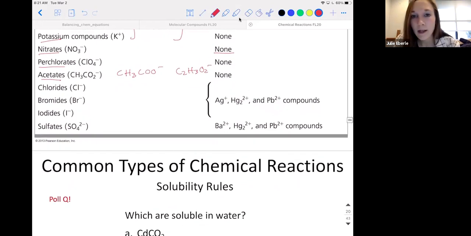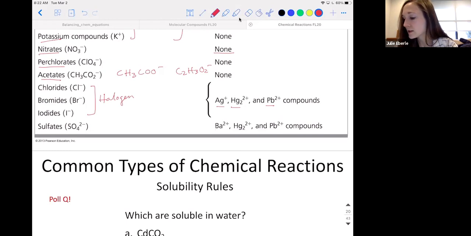Now, the way this gets complicated is down here with some exceptions, okay? These compounds, your halogens, by the way, except for fluorine, so just chlorine, bromine, and iodine. If these anions are in a compound, that compound is always going to be soluble and aqueous unless it's bound with these 3 particular cations, okay? Silver(I), mercury(I), well, it's Hg2 2+, and then lead(II), okay?